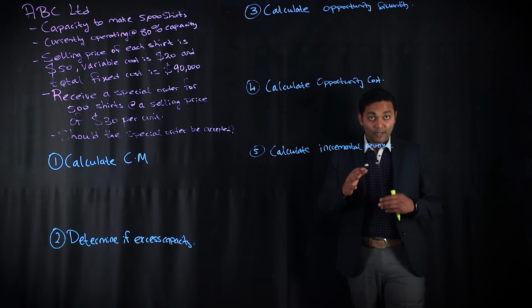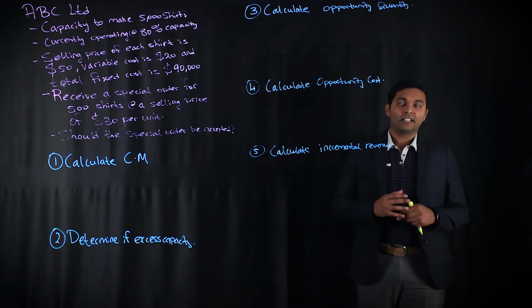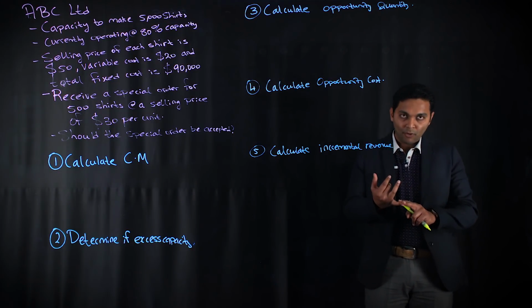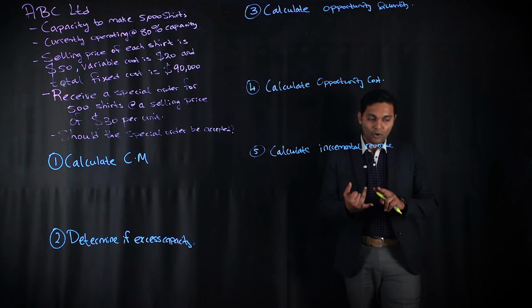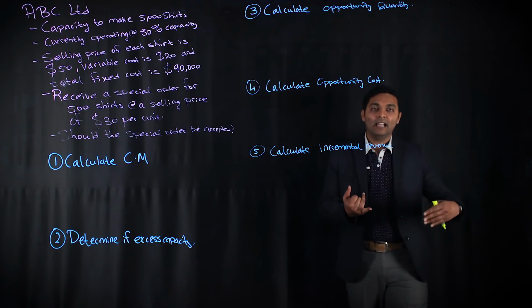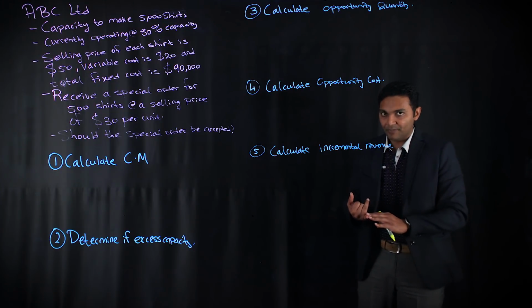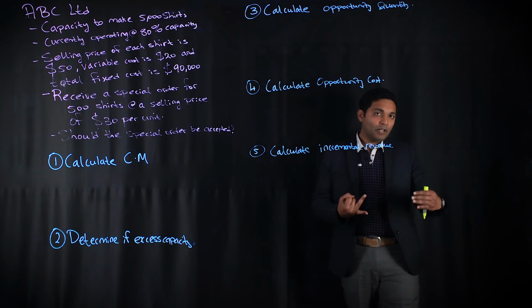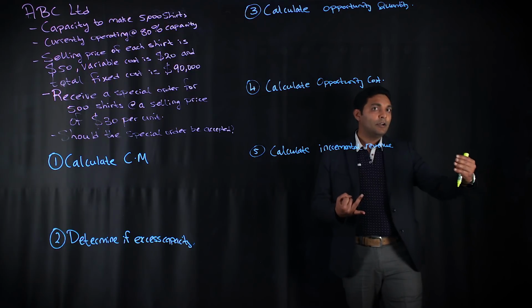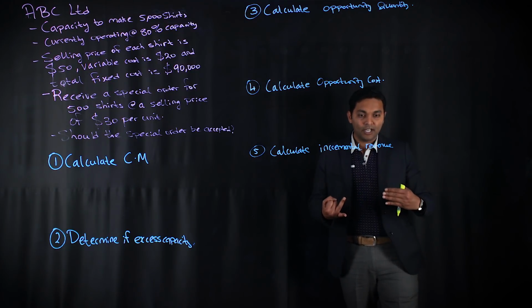A special order is basically where a manufacturer receives a bulk order from someone. Now, for an order to qualify as a special order, first of all, you have to understand that the quantity has to be significantly larger than what that company would expect to sell to a regular customer. The second is that because the quantity is so much larger, they would expect a lower selling price.